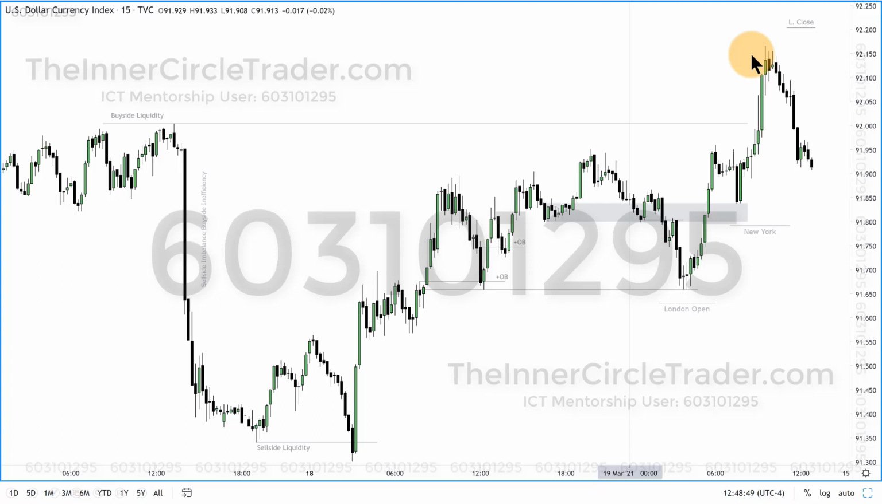So with that said, we can see that the London Open Kill Zone creates the low of the day, trades back down into the bullish order block. You can also use the rejection block here. I just didn't add it because I wanted it to be clean looking. And we have a breaker here. Now this is where it becomes an inversion level.